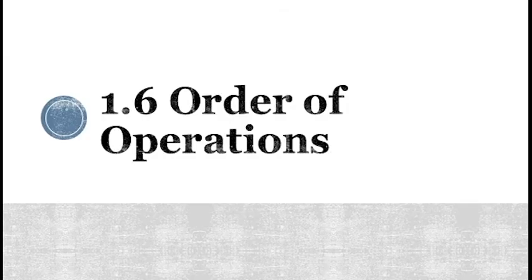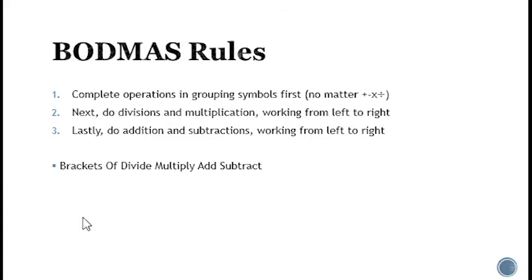Order of operations is like the basic rules of doing math. Complete operations in grouping symbols first. I will show you the different grouping symbols in the next slide. Next, do division and multiplication, working from left to right. Lastly, addition and subtraction from left to right. So basically, you solve the brackets, then solve multiplication or division from left to right. Lastly, addition or subtraction from left to right.